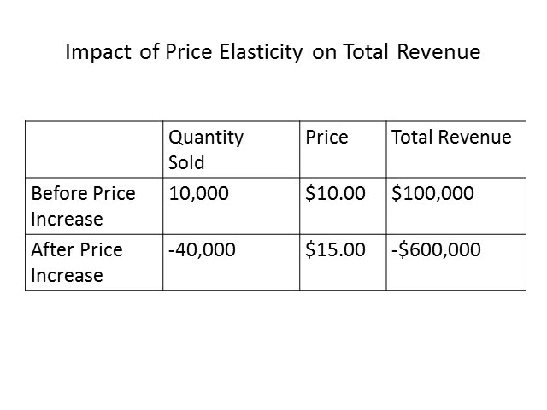This table shows the impact on the firm's revenue. Before the price of the good increases, the firm sold 10,000 units of a good at $10 per unit and earned $100,000 in revenue. After the price of the good increased, the firm sold minus 40,000 units at $15 apiece, and the firm earned minus $600,000 in total revenue. The conclusion that can be drawn from this example is that when the firm produces an elastic good, price increases hurt the firm's total revenue and its profits.